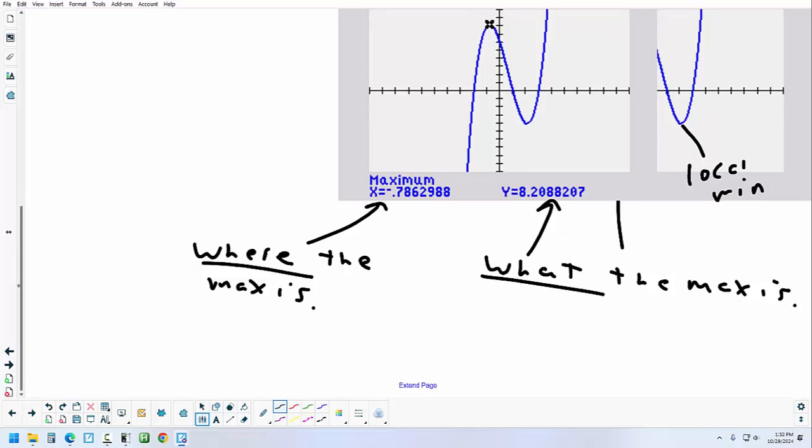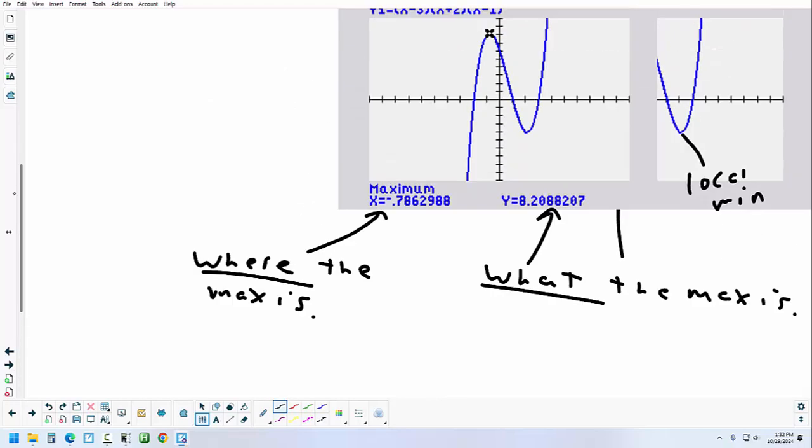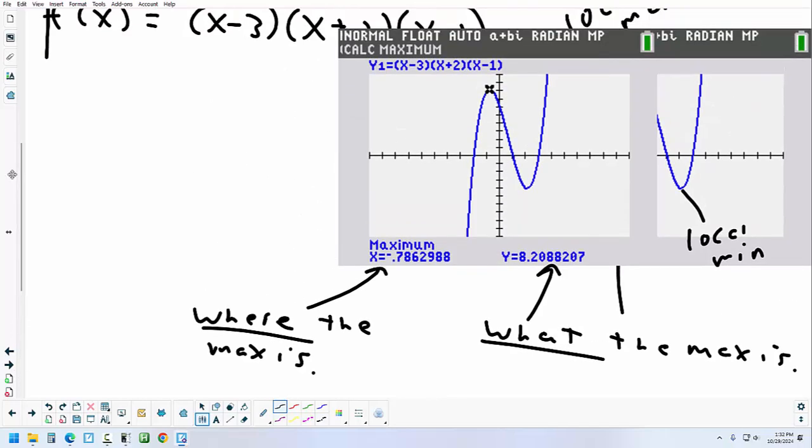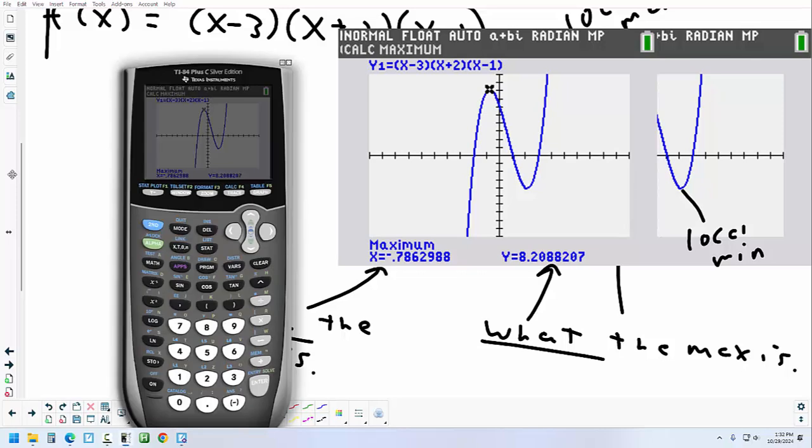Did you get points taken off for just writing both either way? Well, if I say what the maximum is and you put both numbers, then I don't know if you really know which one it is. So if it asks a very specific question, then you have to write the right number. Okay, how do you find the minimum? The same way, you just click minimum.